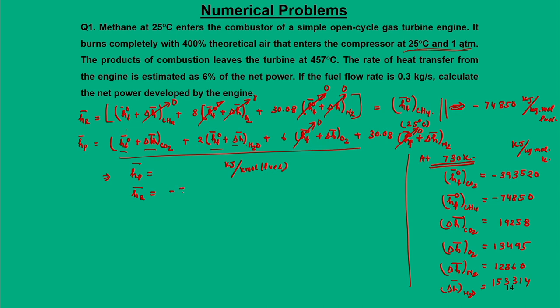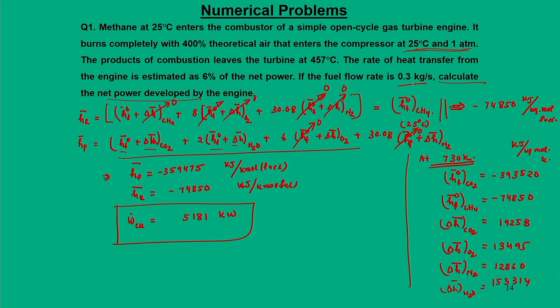HR bar is -74850. HP bar is -359475 kilojoule per kilomole fuel. So once you say this, then we can find out from this equation that W dot CV is equal to 5181 kilowatt. So this is our requirement, that we need to find out what is the net power developed by the fuel.